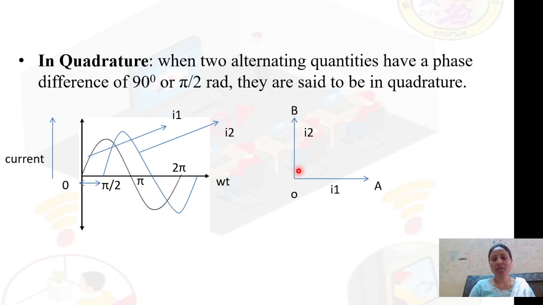We can represent it this way because there should be a 90 degree phase shift between I1 and I2. Therefore, the second quantity I2 can be represented with a vector OB, acting vertically upward. So this is the vector diagram representing quantities in quadrature.